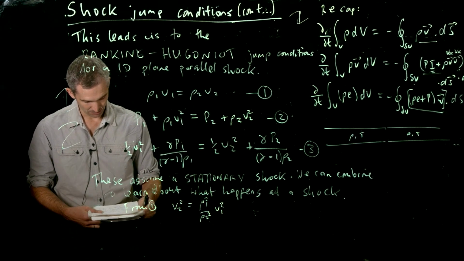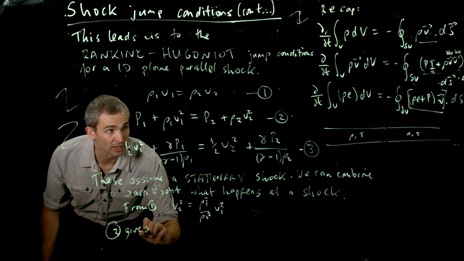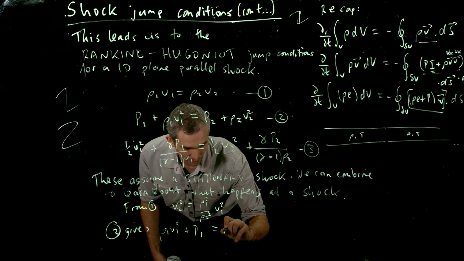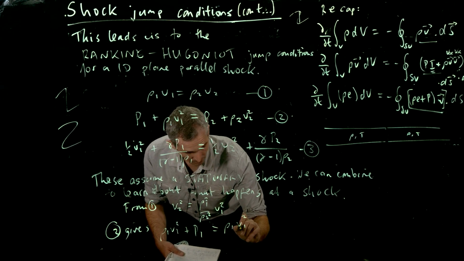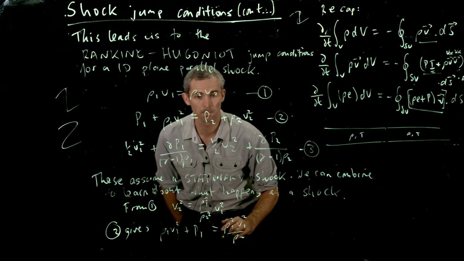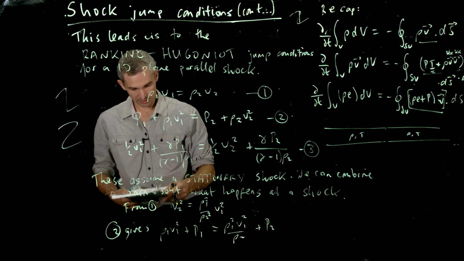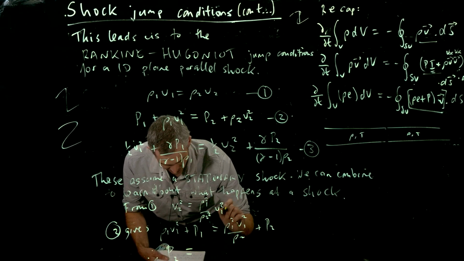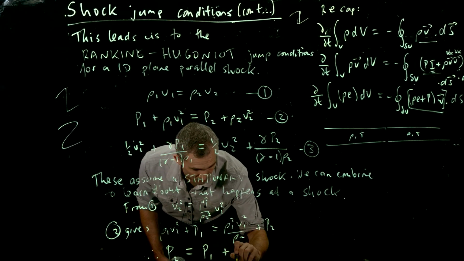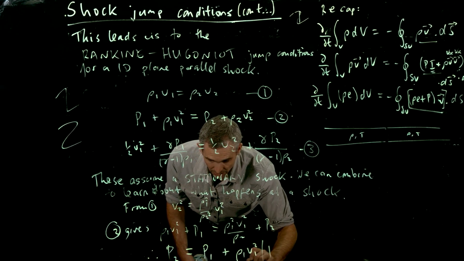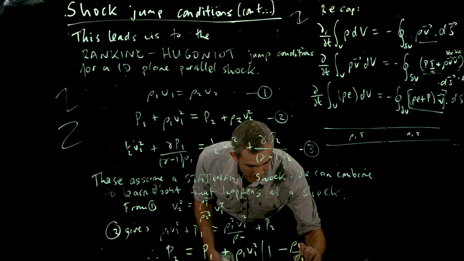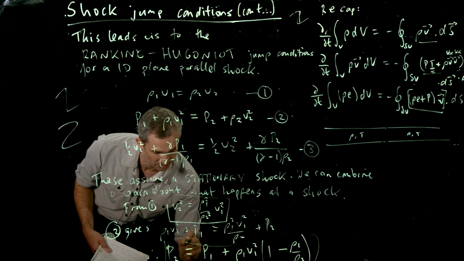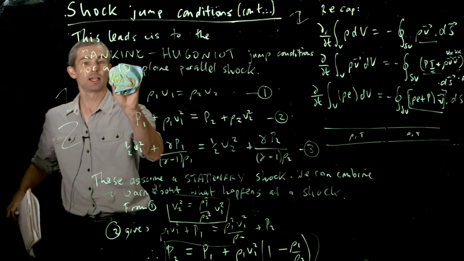We can now shove that into there, and we can keep going. So that means that 2 gives us, for example, rho 1 V1 squared plus P1 equals rho 1 V1 squared, that's rho 1 squared on rho 2, because the rho 2 cancels the rho 1, plus P2. Therefore we can get an expression for P2 in terms of the 1 quantities. So P2 is simply P1 plus, now the common factor is rho 1 V1 squared, 1 minus rho 1 on rho 2. So that gives us an expression for eliminating P2. Then we can simply use our energy equation and we should be able to get a solution.